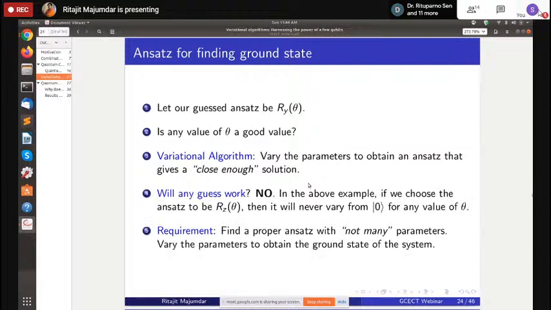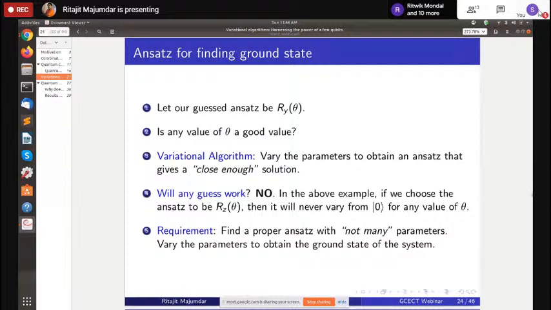So we want a close enough solution, that is approximation. So can we just start with any guess? Obviously it won't work. You can just try to see that if you start with a guess which is rz theta, and if you start with a quantum state 0, you can change any value of theta, but it will never vary from 0 to anything else. It will never get to 1. Forget 1, it will just never change from 0. So this is not a good guess.